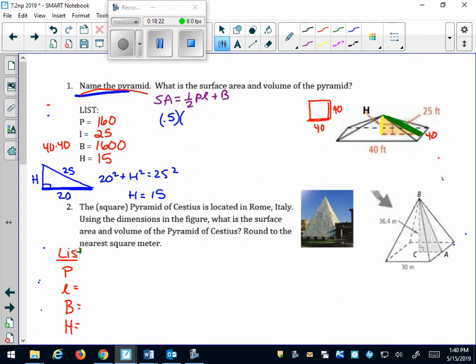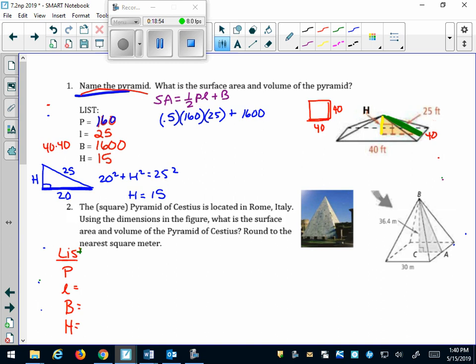P, perimeter. We already calculated that. Just pull it from your list. P is 160. Put it right in there. Slant height. What did we find for the slant height? 25. Plus capital B is area of the base, which is 1600. I want to see that. After that, you can do it all on your calculator and just give me an answer. But on a test, I want to see all those parts filled in.